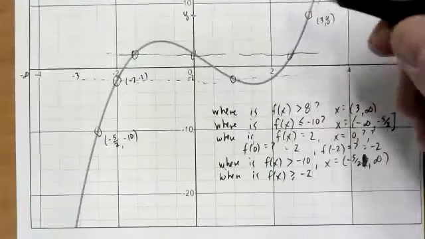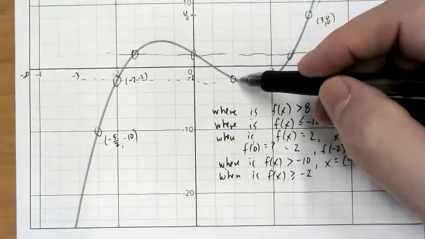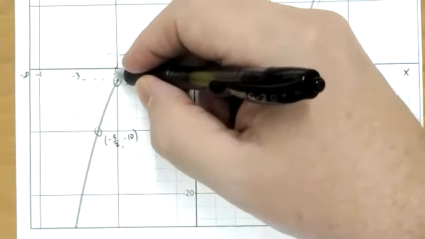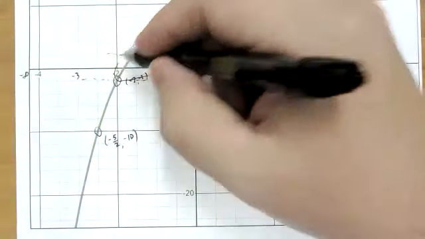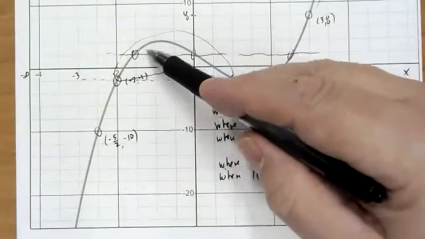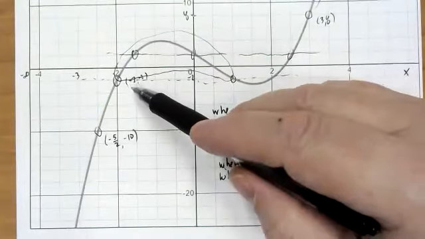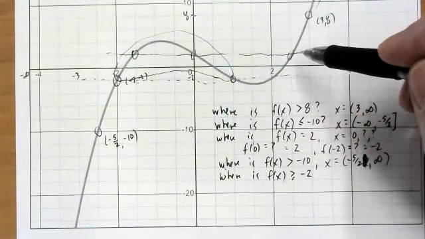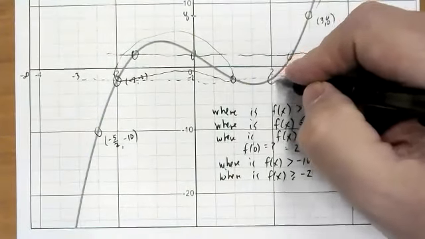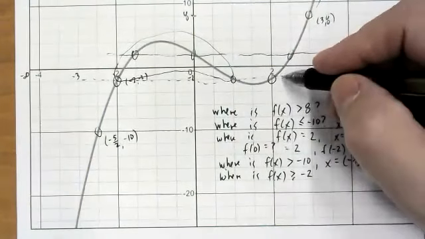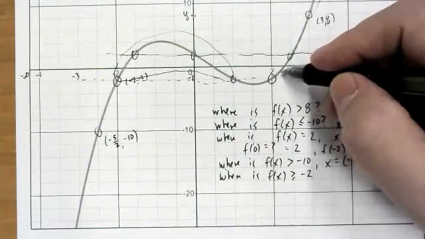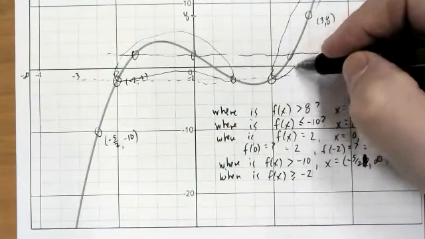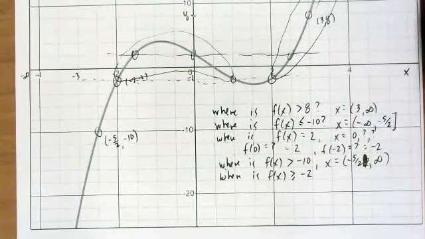But then I get to here, and what happens? All of a sudden my function drops below negative 2. So once again, what I've circled is my solution, because this is where the function is greater than negative 2. Here I have to stop, because now it's less than negative 2. But then I get to right here, and once I get past x equals 2, what happens to my function? Once again, it's greater than negative 2. So then here is a second interval. That would be a solution.